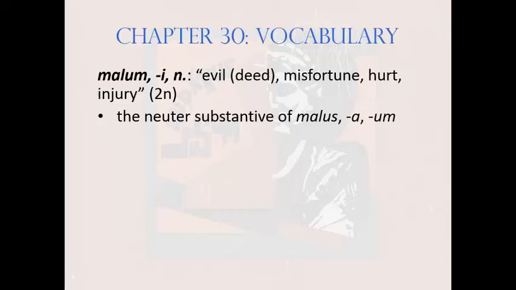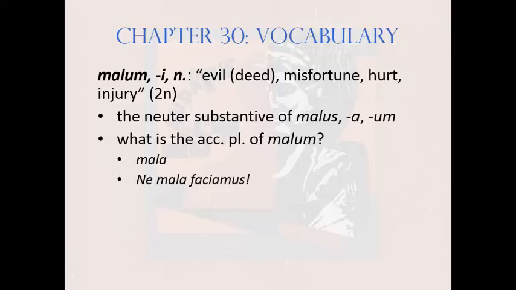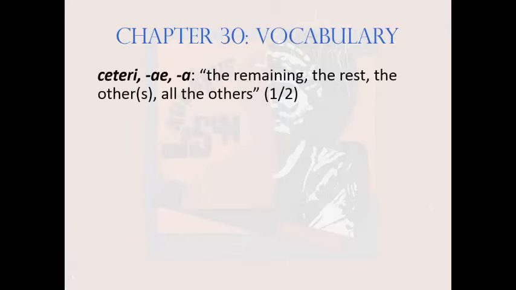It's the substantive of the adjective we covered in the vocabulary for Chapter 4, malus, a, um. So it means literally a bad thing. What's its accusative plural? It's neuter. Yes, mala. Ne mala faciamus. Think about it. Next up, ceteri, ceterae, cetera, meaning the remaining, the rest, the others, or all the others.